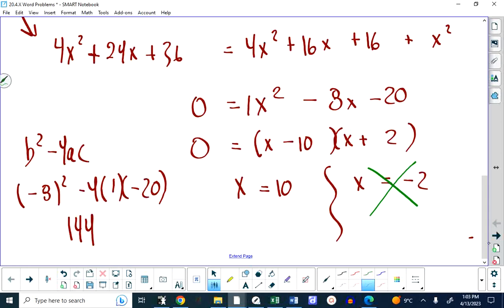I'm not going to write that down, but you would need to write that down if it were a written response assignment or question on an exam. So x is equal to 10.